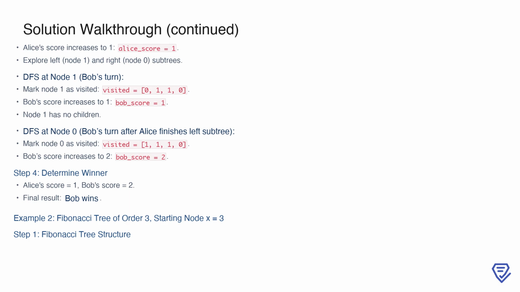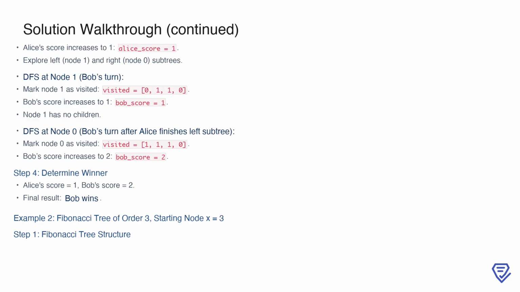First, it moves to the left child, node 1, where it becomes Bob's turn. At node 1, Bob marks the node as visited, updating the visited array accordingly. His score then increases by 1, and since node 1 has no children, the traversal of this subtree ends. Next, the DFS visits the right child of node 2, which is node 0. It is still Bob's turn, so he marks node 0 as visited. This updates the visited array once more, and Bob's score increases by 1 again, making his total score 2. Now, with no additional nodes to explore, the game concludes. Alice ends with a score of 1, while Bob has a score of 2, making Bob the winner of this example.